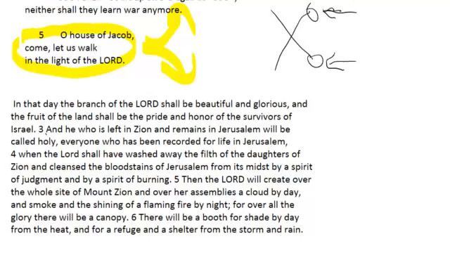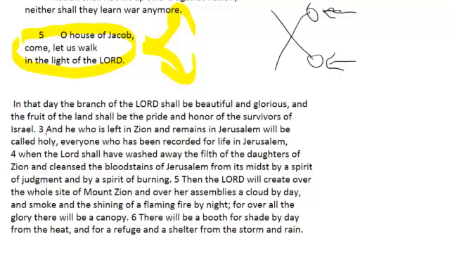"In that day the branch of the Lord shall be beautiful and glorious, and the fruit of the land shall be the pride and honor of the survivors of Israel. And he who is left in Zion and remains in Jerusalem will be called holy, everyone who has been recorded for life in Jerusalem, when the Lord shall have washed away the filth of the daughters of Zion, and cleansed the bloodstains of Jerusalem from its midst by a spirit of judgment and a spirit of burning. Then the Lord will create over the whole site of Mount Zion and over her assemblies a cloud by day and a smoke and the shining of a flaming fire by night. For over all the glory there will be a canopy."